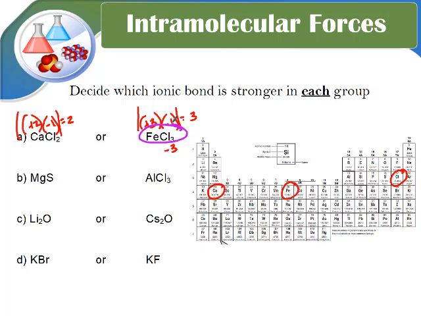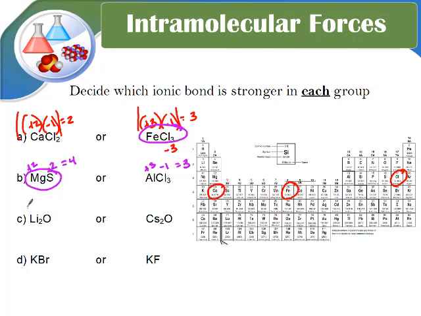Go ahead and figure out your charges for B. Restart when you're done. So 2 times 2 should have given you a 4, and 3 times 1 should give you a 3. So magnesium sulfide has a stronger bond than aluminum chloride.